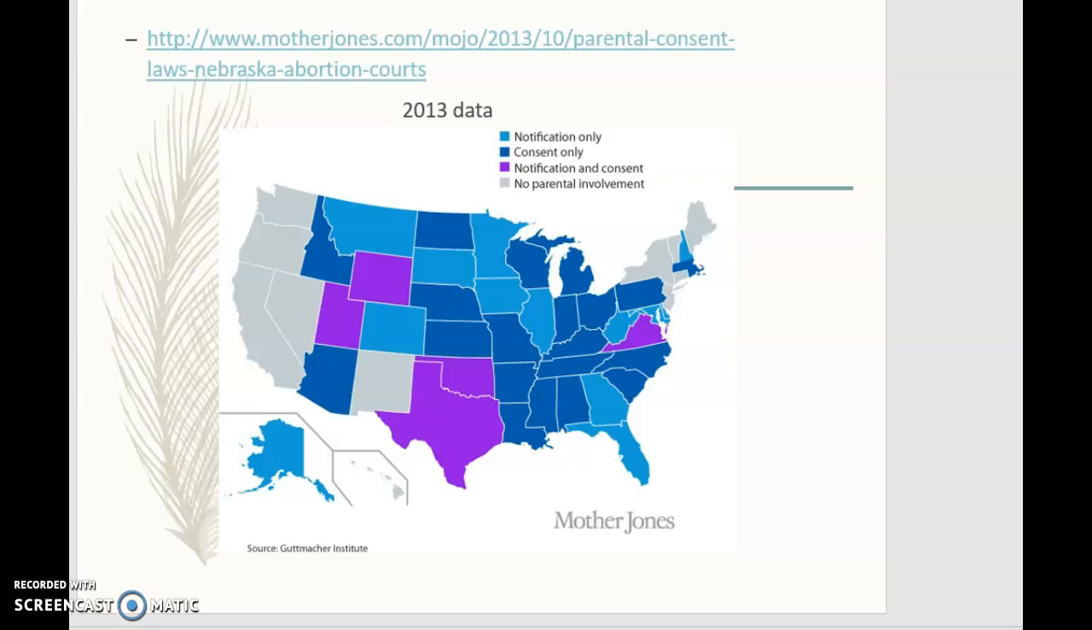This is just an example of some of the states, and it's old now from 2013, how states differ. Some need consent, some need notification of the parent and consent, and some have no parental involvement needed at all.